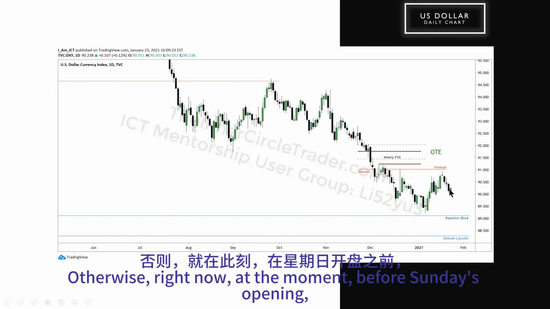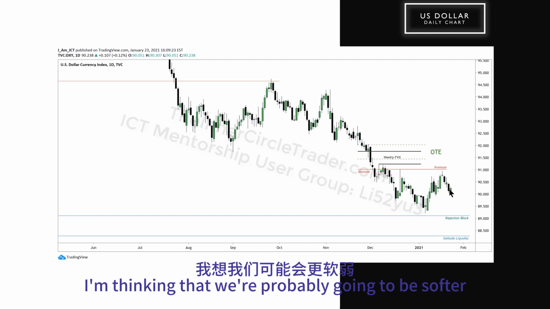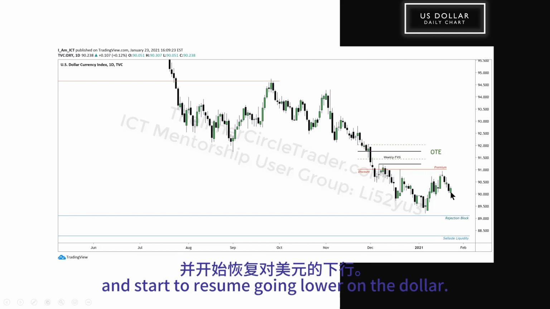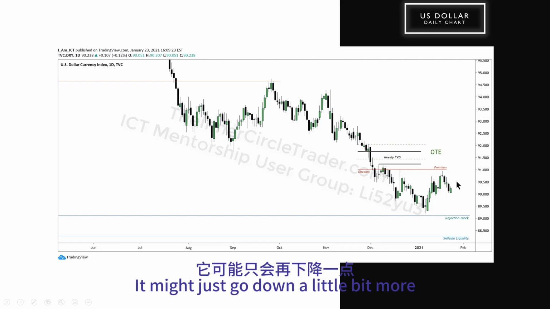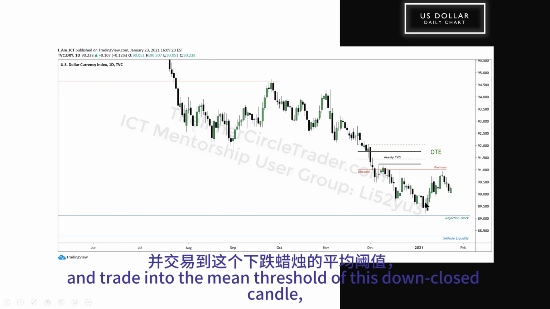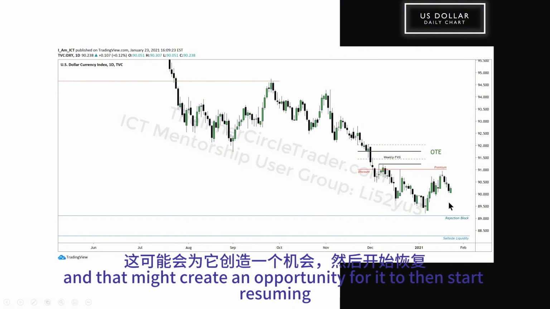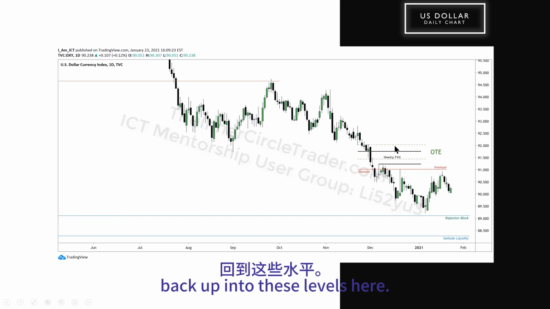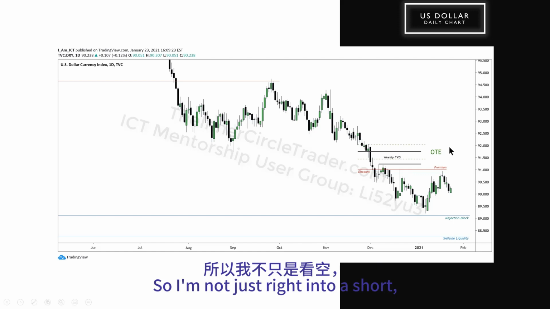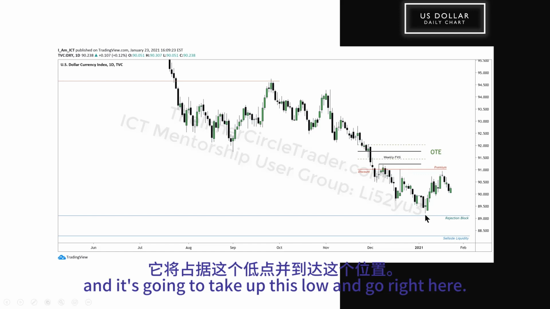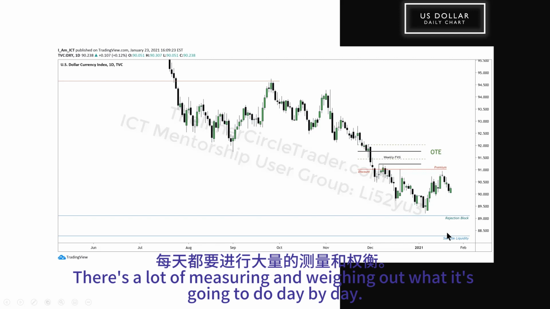Otherwise, right now at the moment before Sunday's opening, I'm thinking that we're probably going to be softer and start to resume going lower on the dollar. It might not take out that low. It might just go down a little bit more and trade into the mean threshold of this down close candle, and that might create an opportunity for it to then start resuming back up into these levels here. So that's one of the things I'm looking for. So I'm not just right into a short and it's going to take out this low and go right here. There's a lot of measuring and weighing out what it's going to do day by day.